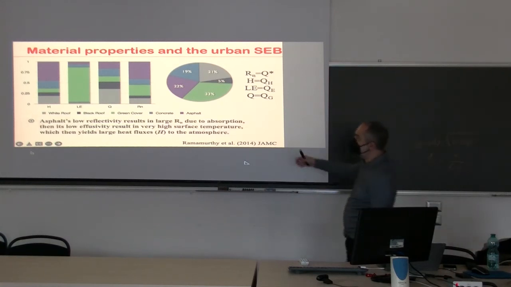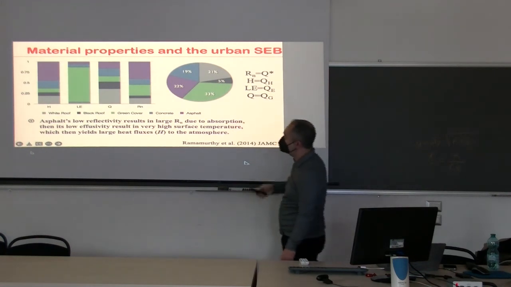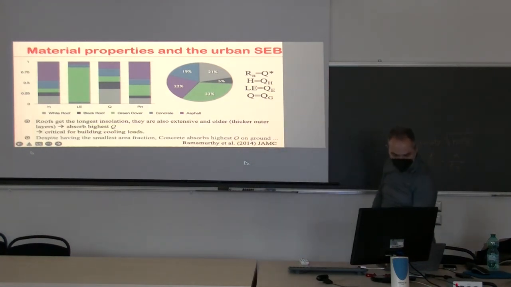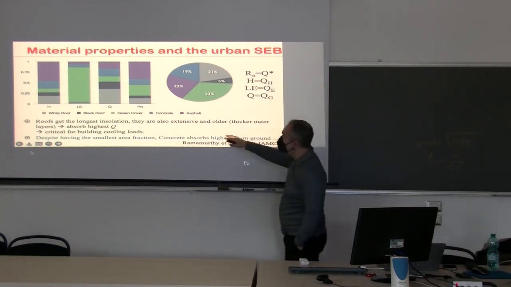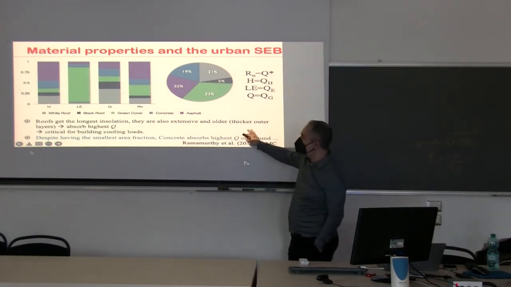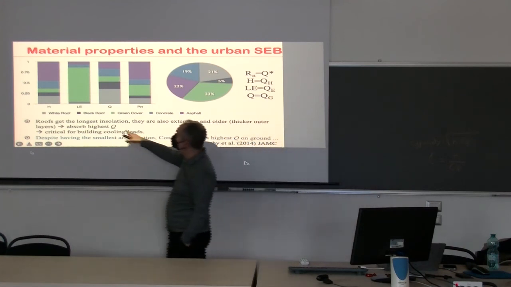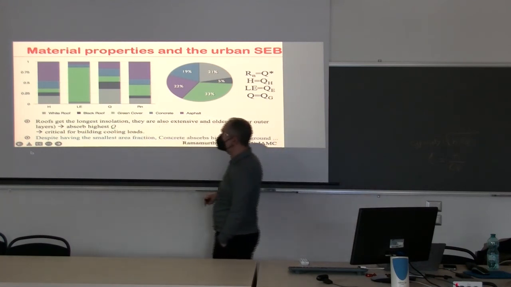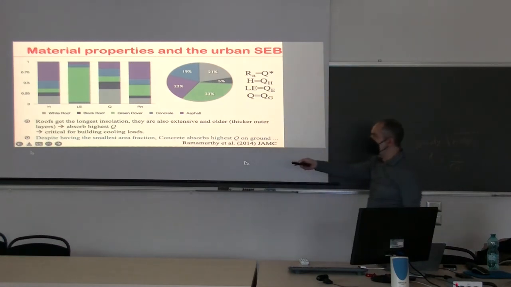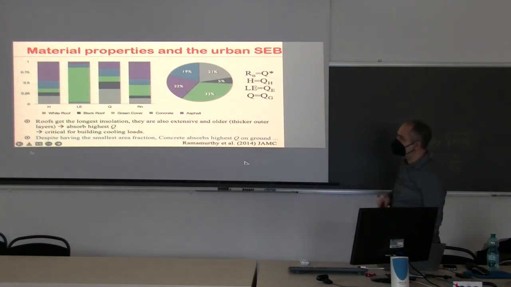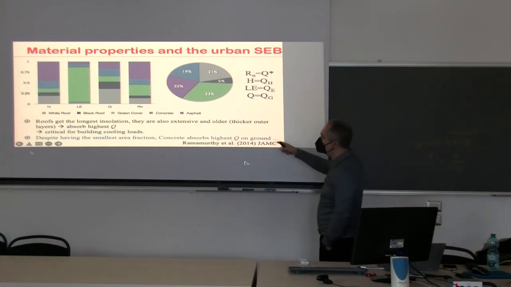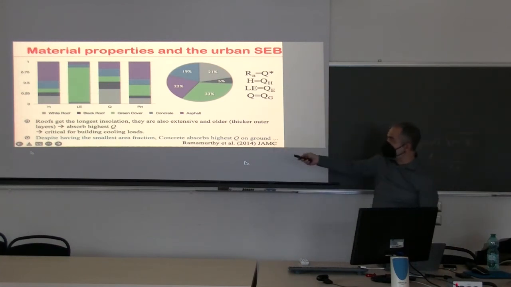So again, asphalt's low reflectivity results in large Rn and then large H. This is the nomenclature that I use in these plots, in these papers, and how it maps to the surfaces. Roofs get long-wave insulation, and they're also extensive and older, so they absorb a lot of Q. Again, because they have a full sky view factor, this is going to be critical for building cooling loads, the heat flux through the roof. And this might have the smallest area; concrete absorbs the highest Q.